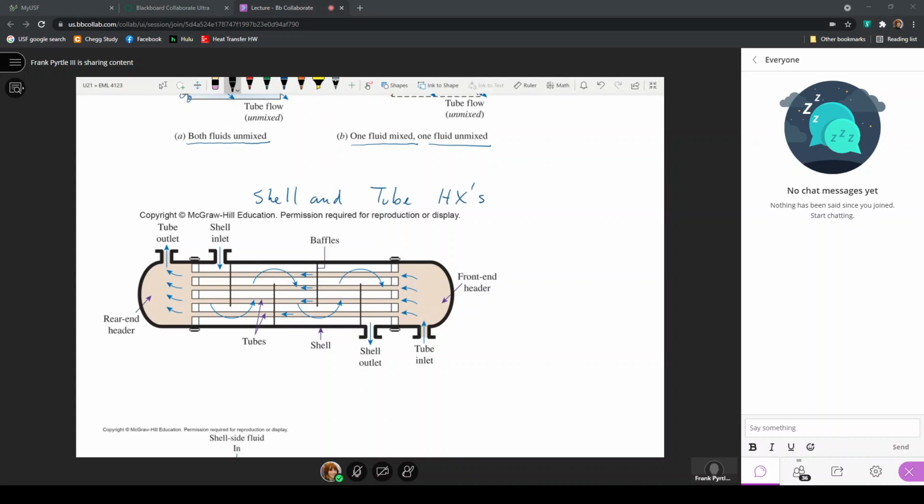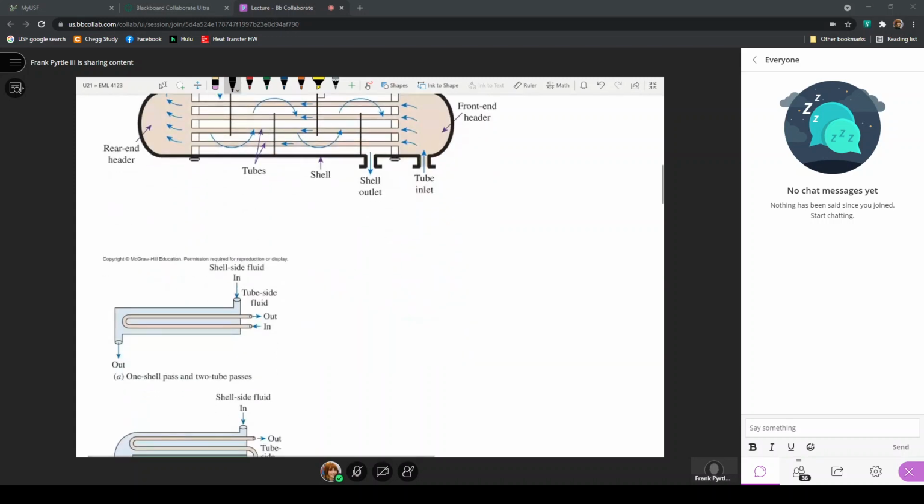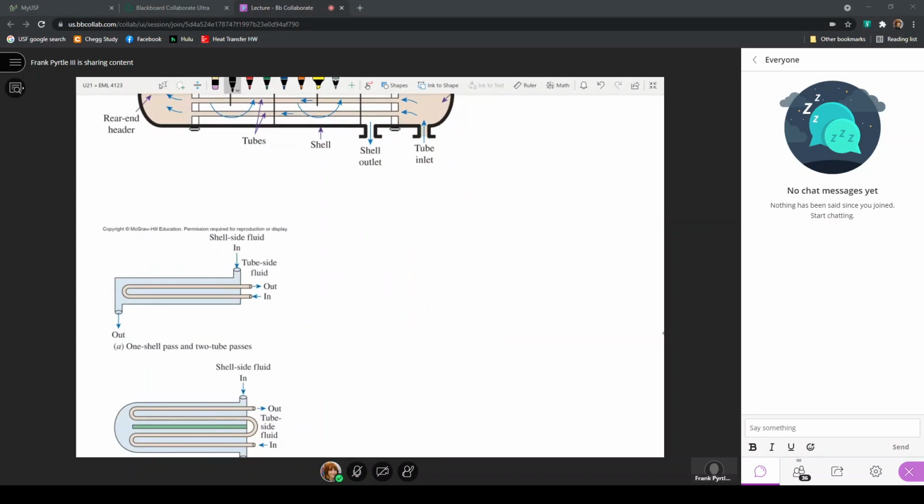The flow arrangement is defined based on the number of shells and the number of tubes. So here, this is one shell, in that there's only one pass through the shell where the fluid comes in and goes out. And this is two tube passes. Now, there's only one tube here, but it has two passes. And those passes are based on the length of the shell through which that tube is moving.